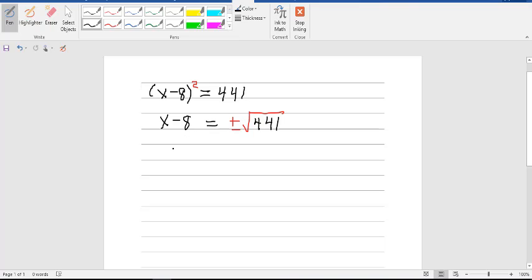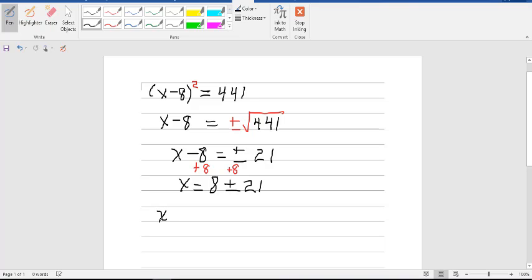And so the square root of 441 is 21. So x minus 8 equals plus or minus 21. So I'm going to add an 8 to both sides to simplify this. So I'm going to add an 8 to the left and to the right. And normally when you have this type of situation and you either add or subtract some constant to isolate the variable, that constant goes in front of the plus or minus.